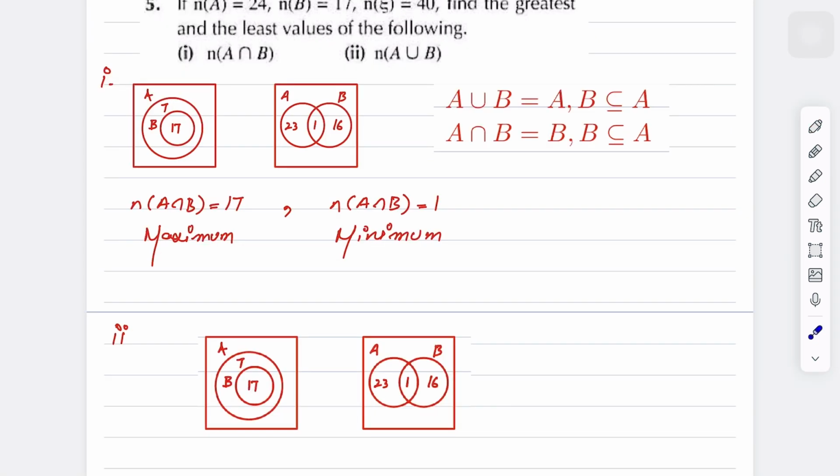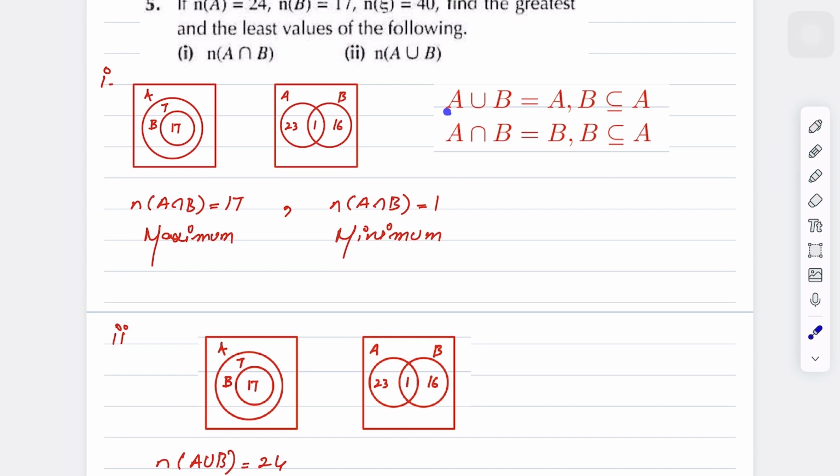So for the second part, again we have these two possibilities. Either B is a proper subset of A, or there is at least one element common between these two sets. And we have discussed why there is at least one element common in the first part. So now if I ask you to find A union B, in this case, the number of elements in A union B will be 24.